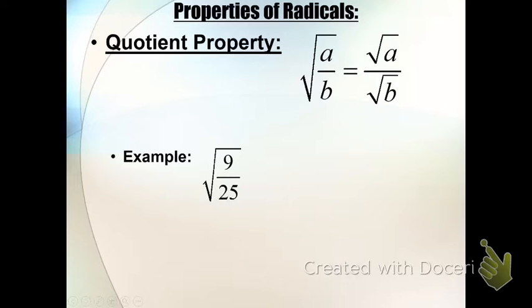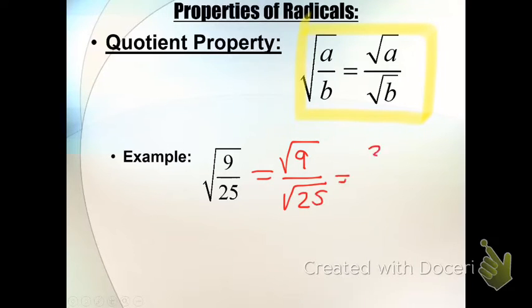Next, we'll discuss the quotient property. You can see here that the quotient property says if you take the square root of a fraction, it's the same thing as taking the square root of the numerator and the denominator and making that new fraction out of them. So the square root of 9/25 is the same thing as the square root of 9 over the square root of 25, which equals 3/5.